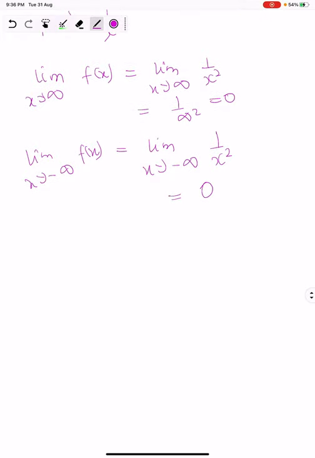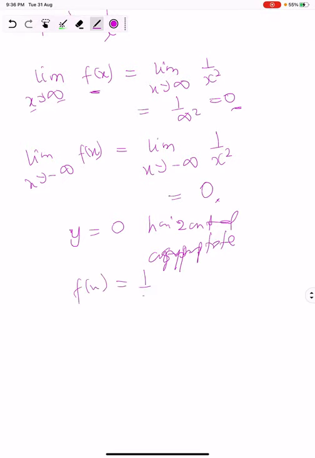So since f of x is approaching 0 as x goes to negative infinity and positive infinity, it means that the line y is equal to 0 is the horizontal asymptote, forgive me for my handwriting, of the function f of x is equal to 1 over x squared.